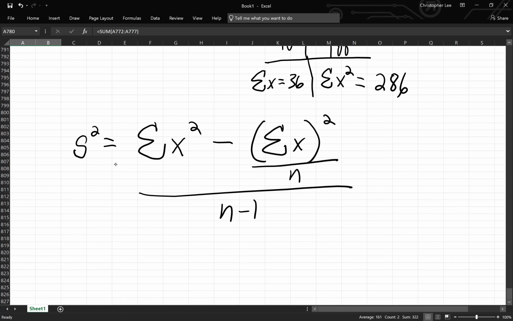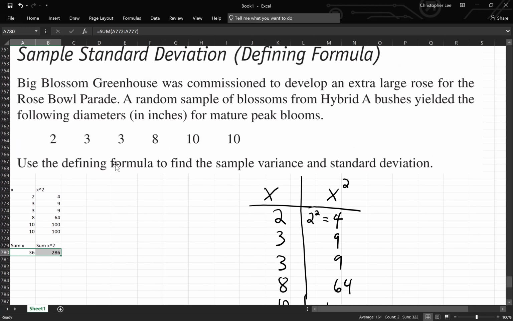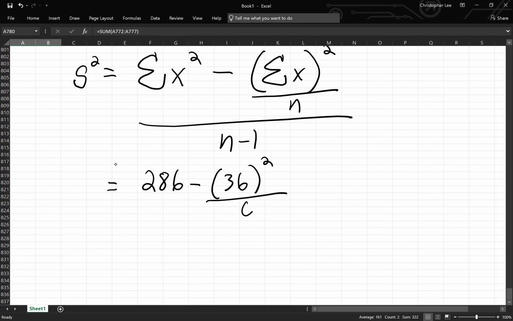Nice and simple, right? So the sum of x squared, that's 286 minus 36 squared divided by n. And hold on, I don't remember how many numbers I have. It's 6 numbers. Appreciate you. Thank you so much. Divided by 6, and then all of that divided by the 6 minus 1. Then after that, little calculator. Then that's it. I'm going to cheat because, again, I don't know what that is.